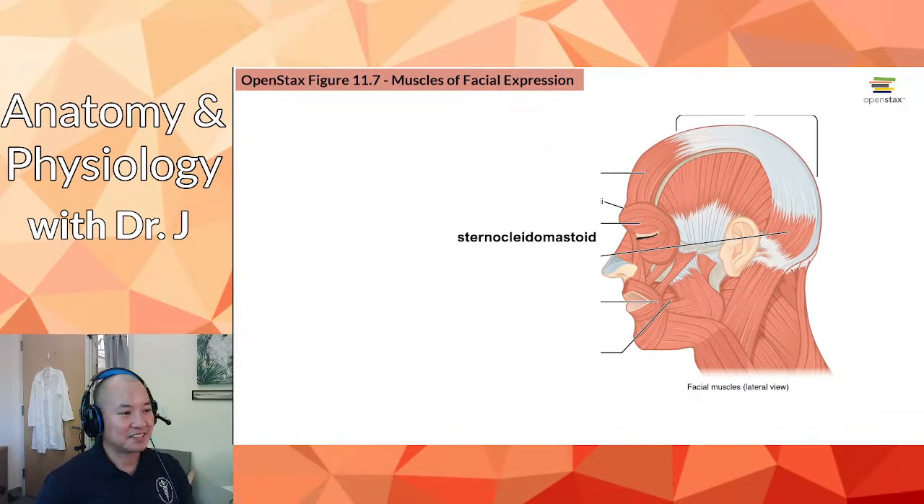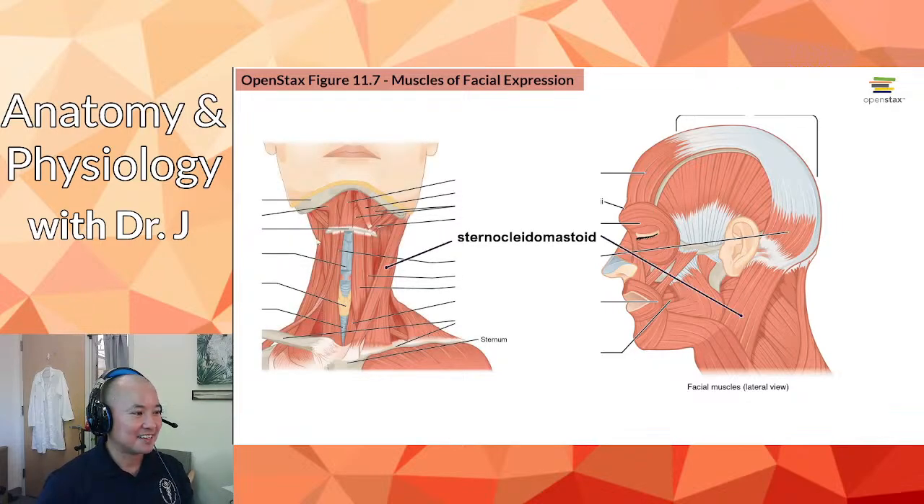And this is one of my favorite. Sometimes it's also called SCM because this is a long name, but this is one of my favorite muscles because it's a long name, but it tells you exactly where it attaches to. Now here's another way of looking at it.